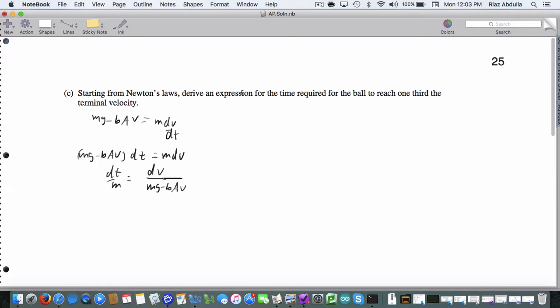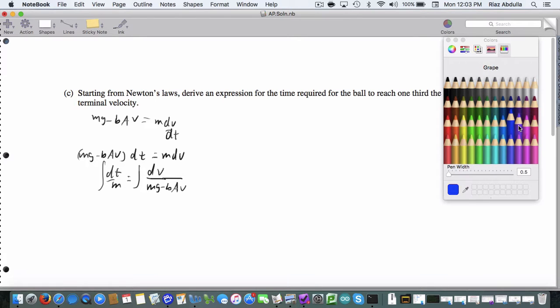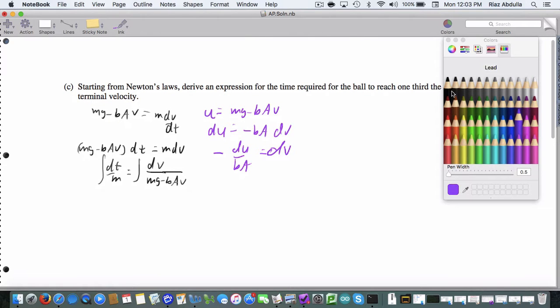All right, so there we go. We're going to integrate both sides here. Let's do a u sub. Really excited. Here we go. U equals mg minus BAV. So du is negative BA times dv. So negative du over BA is dv. Let's do some substitution back into here.